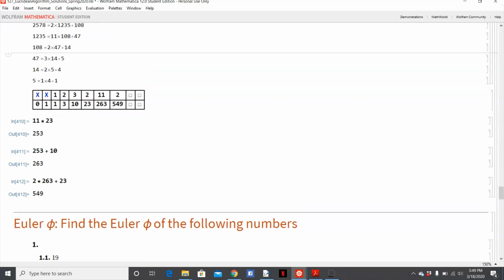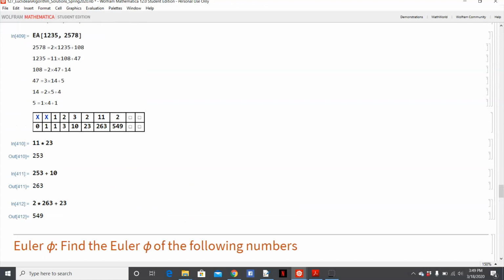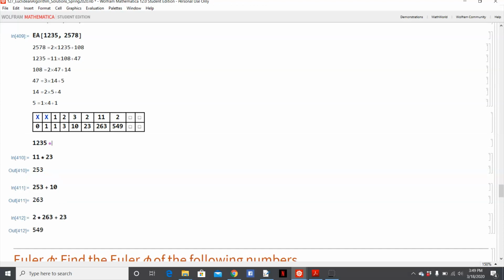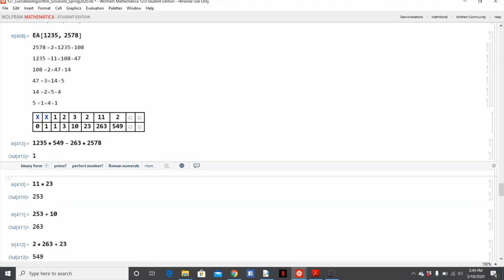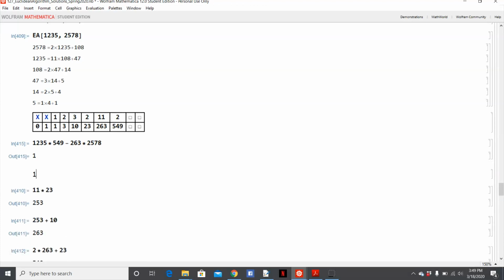All right, so to work this out, now again, I'm going to check. I'm going to take 1235, I multiply it by the last number in the second row, and then I subtract 263 times 2578, and I get 1. Beautiful. So I don't have any more work to do. That means that 1235 inverse is equal to 549 mod 2578.